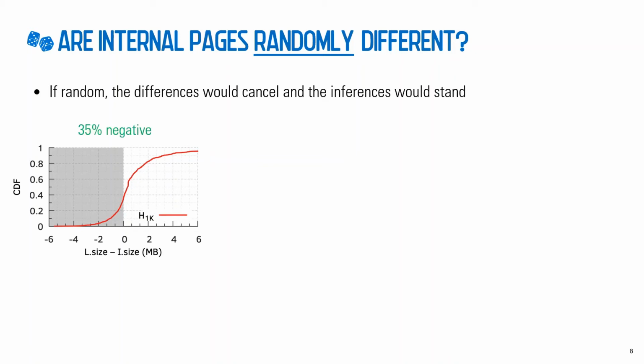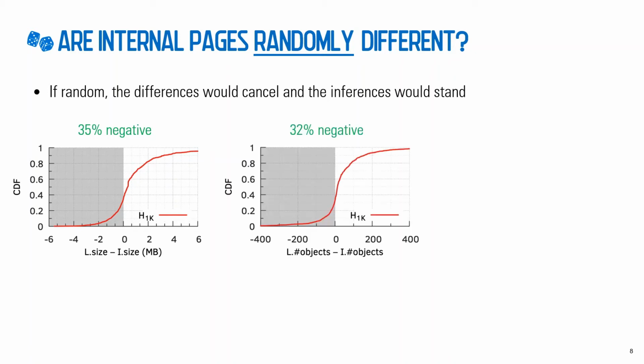As you can see in the CDF, only 35% of the values are negative. This means that for 65% of the websites in H1K, the landing page had a bigger size than the median size of the internal pages of the corresponding website. Similarly, for the number of objects plot, we calculate the difference in the number of objects in the landing page versus the median number of objects on the internal pages. And here as well, we see that only 32% of the values are negative. This means that for 68% of the websites in H1K, the landing pages had more objects than the median number of objects on the corresponding internal pages.